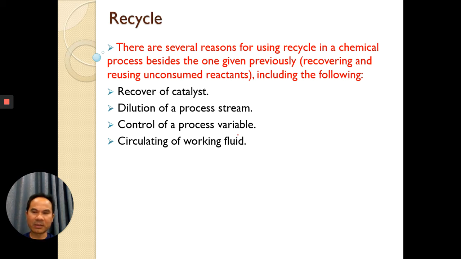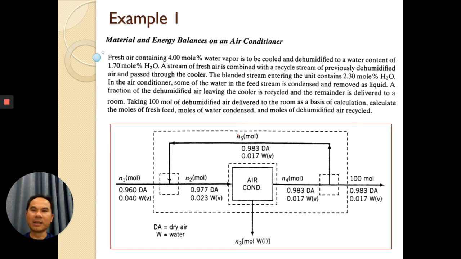We also use recycle to dilute a process stream. We can send some stream back to the phase, something like this, to control some process variable, and to circulate the working fluid, like the air conditioning or refrigerant in households. We use recycle there.